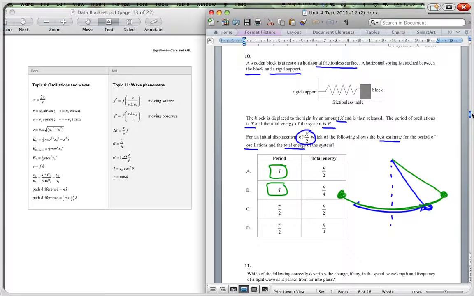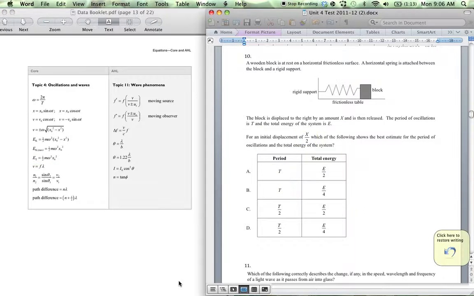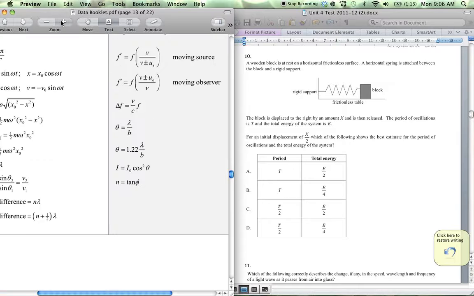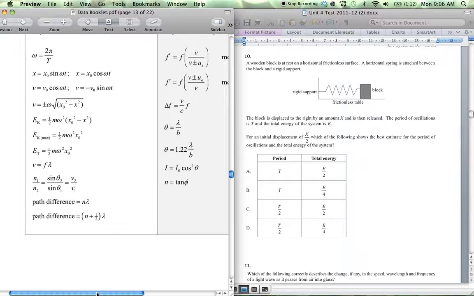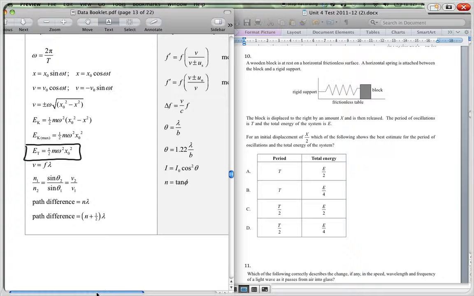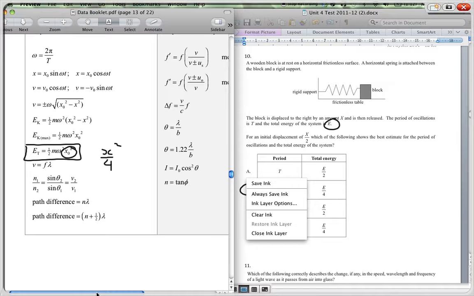Now, looking at the energy part of it, we need to look at our total energy, which is this formula over here. Let's make this a little bit bigger so that we can see it. So I have my ET is equal to a half m omega squared x0 squared. So it's dependent on x0 squared. So when I halve it, the square of that is going to be x squared over 4. So there's going to be a quarter, really. So B would be the correct answer. So always important, look at this, think of the formula. What formula is related, and work from the formula.